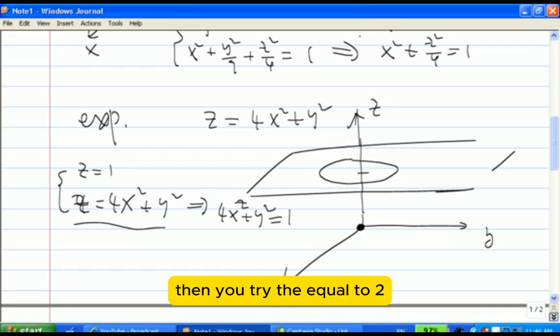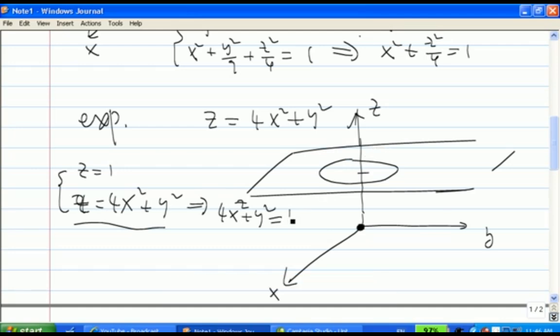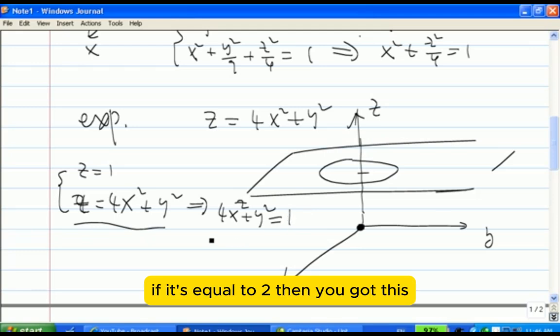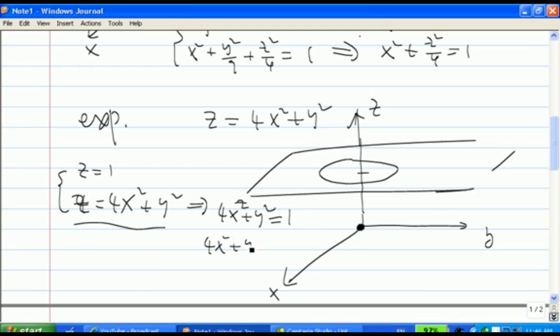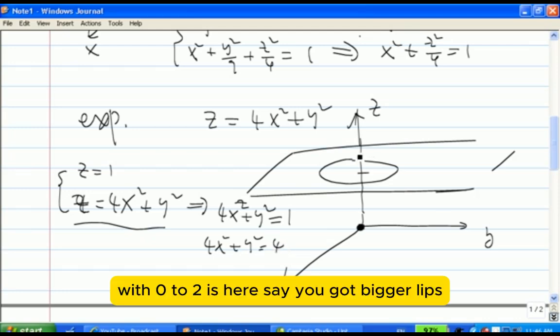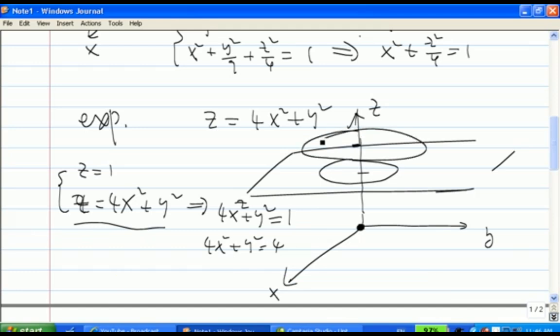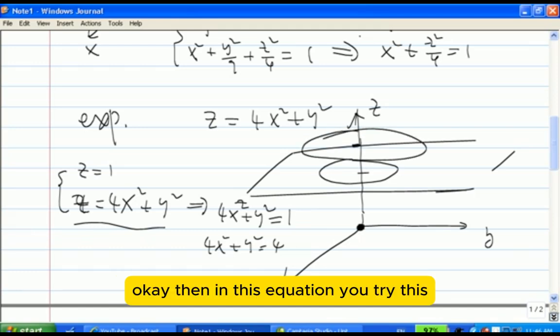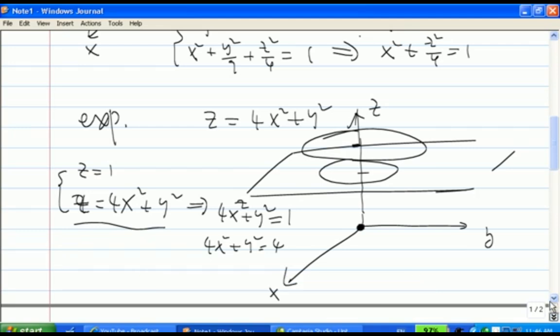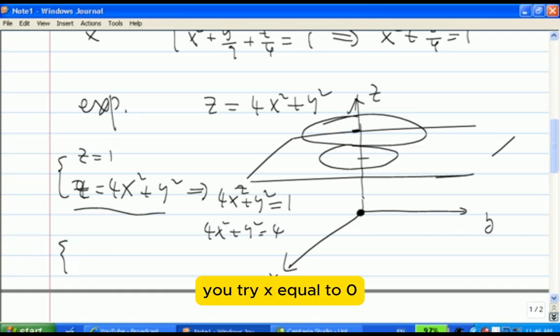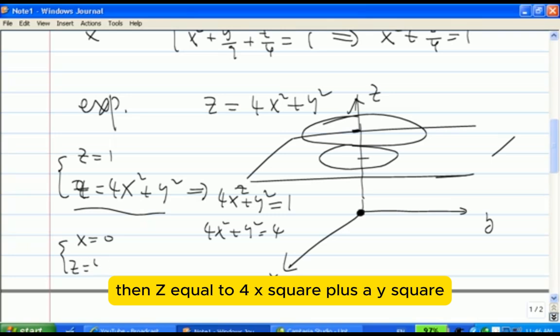Then you try z equal to 2. If z equal to 2, then you got this. With z equal to 2 is here, say, you got a bigger ellipse. Okay. Then in this equation, you try x equal to 0, then z equal to 4x squared plus y squared.